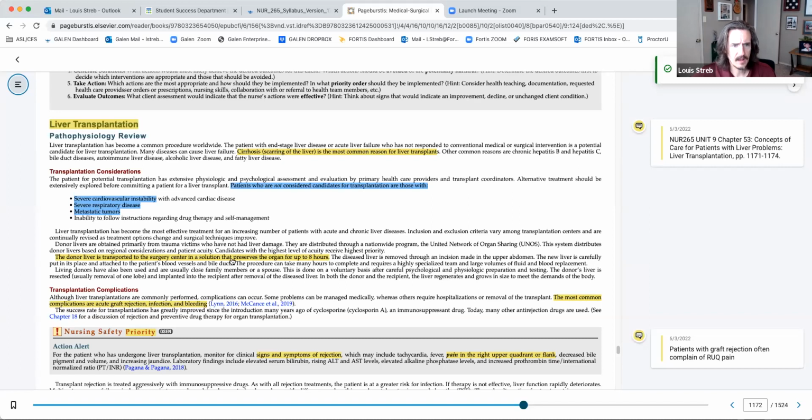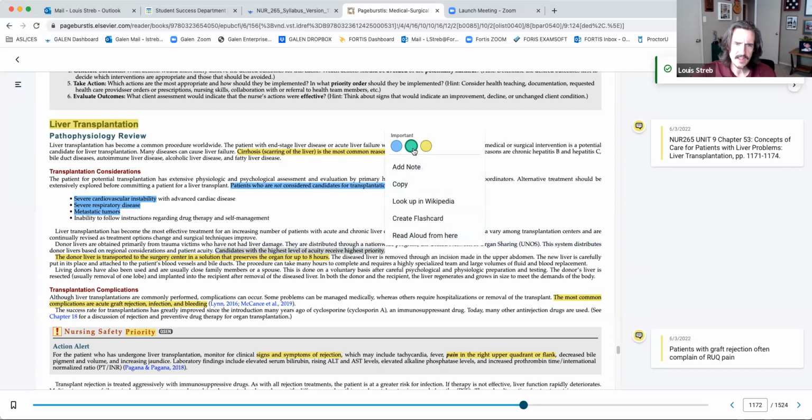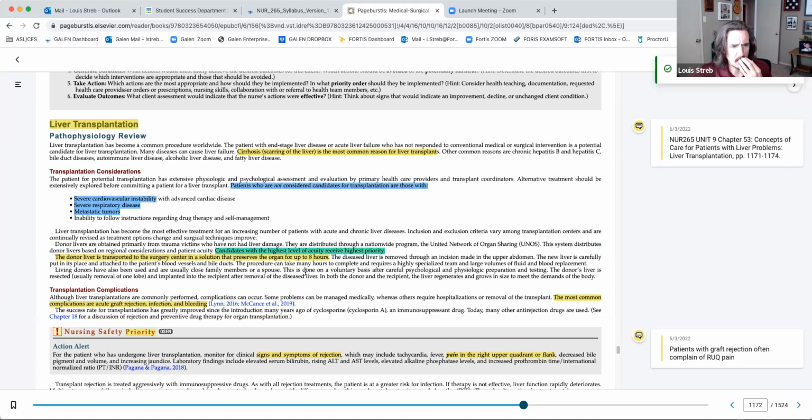All right. Candidates with the highest level of acuity receive the highest priority. So if your liver is functioning well enough, you're going to be on the bottom of the list. We know the people who need it the most are the ones we're going to give it to first. So the donor liver is transported to surgery in a solution that preserves the organ for up to 8 hours. We know that when we have live donors, it's usually better. I mean, we can do stuff like that. The diseased liver is removed from the incision, and they go from there, right? Incision where?